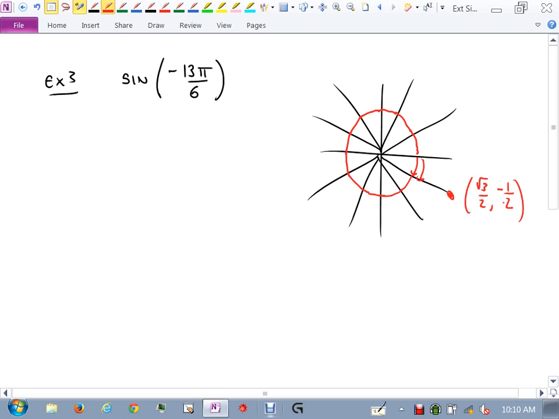When I was counting the pi over 6s, I was not counting the 45 degrees in there. I was skipping over those when I was counting. My 45s are in here, so you just have to be a little careful with that. Your 45s are in there, but you're not counting those when you're doing the pi over 6. Understand what I'm saying? So do you all agree that's the point I'd be at for negative 13 pi over 6? And now we wanted sine, the y coordinate, which is what? Negative 1/2, and I'm done.